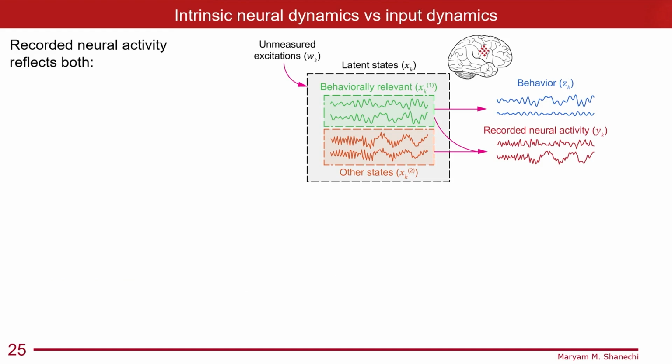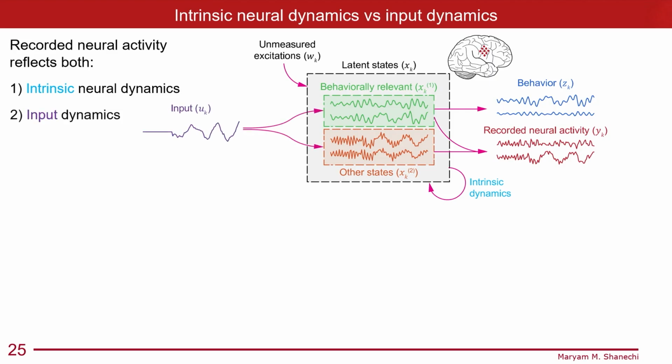So here's the problem formulation. Let's go back to what we had. We had a bunch of behaviorally relevant states, a bunch of behaviorally irrelevant states. They gave rise to neural activity and to behavior. So now the question we're trying to answer is how the dynamics of these states are generated. In particular, there are two possible sources, right? There's intrinsic dynamics due to the connectivity between the neural populations, but there's also inputs that are coming in and can drive these states.